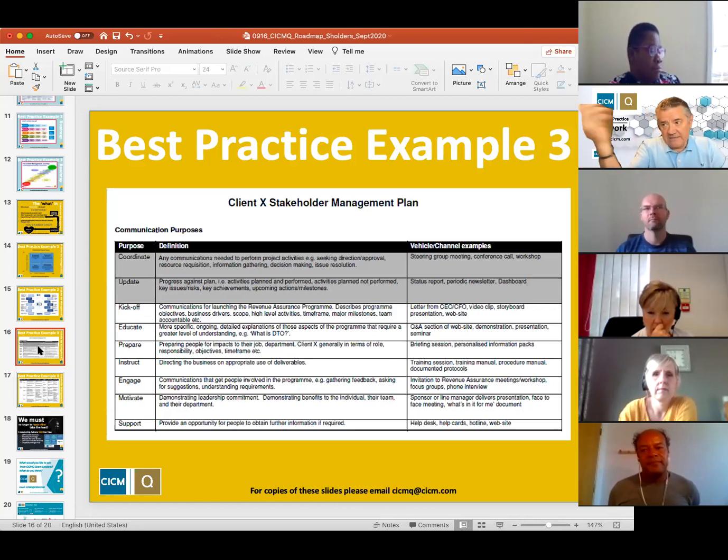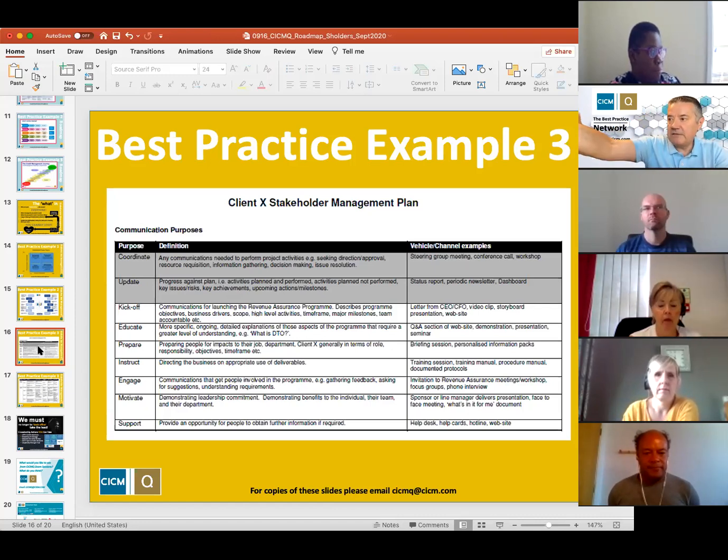So this was a revenue assurance project for a client, a Dutch telecoms client, actually, when I was working in the Netherlands for a while. And so this is the sort of thing. If you look at preparing people for the impacts of their job, department, client X, generally in terms of the role, responsibilities, objectives, and timeframes. So this is to prepare them for something, right? Or to engage, communicates to get people involved in the program, gathering feedback, asking for suggestions, understanding requirements, etc.